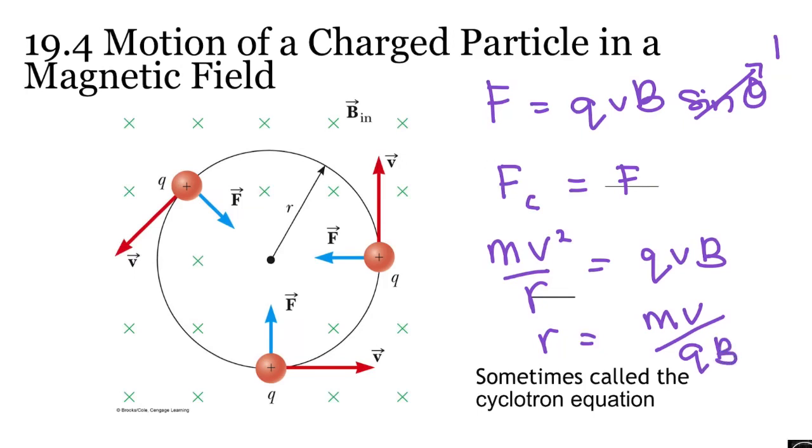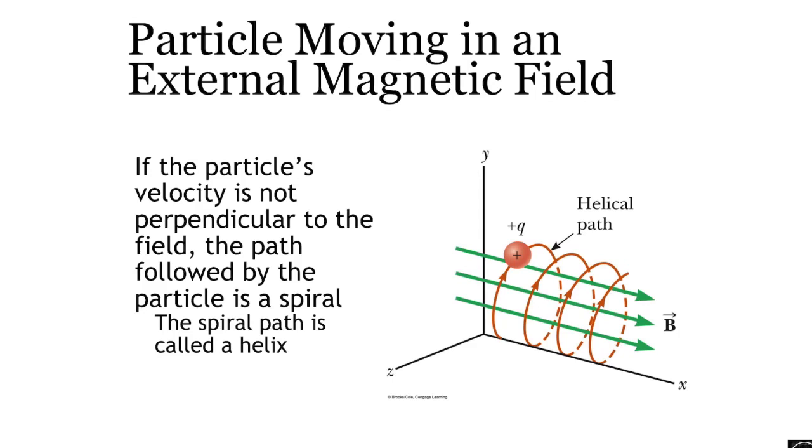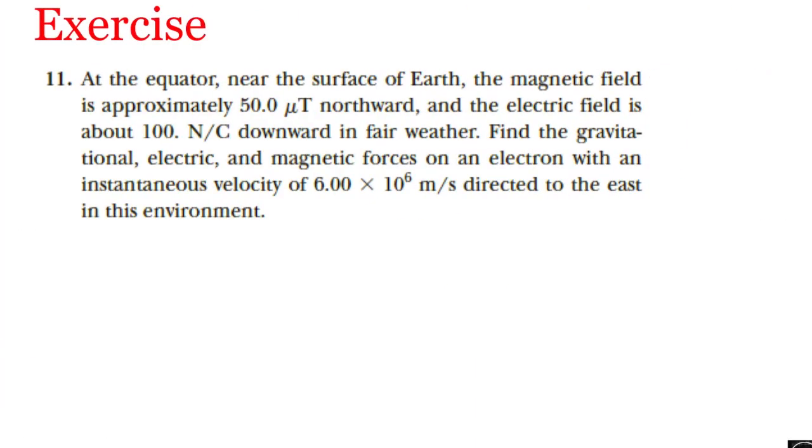This is also known as the cyclotron equation. This is how to get the radius of the circular path taken by the charge whenever it moves in a circular path. In real life, if the velocity and the B are not exactly perpendicular, the path taken by the charge is going to be a helix, or spiral path. But for your syllabus, we're not going to discuss this in detail.